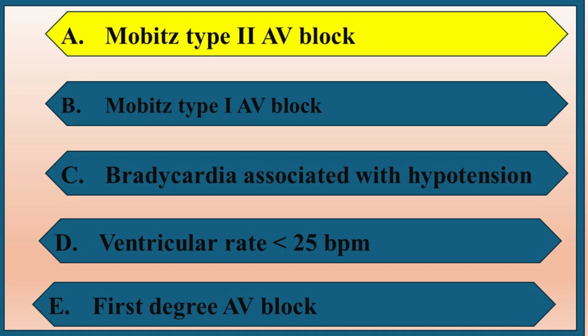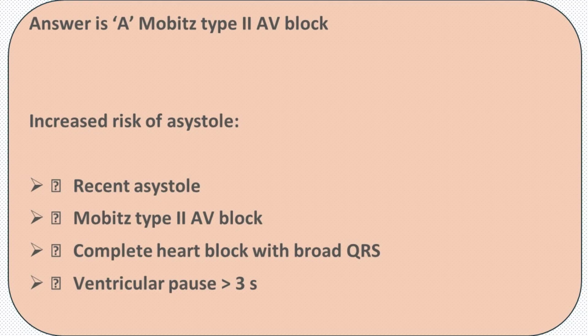Answer is A. Mobitz type 2 AV block. Increased risk of systole: recent systole, Mobitz type 2 AV block, complete heart block with broad QRS, ventricular pause less than 3 seconds.